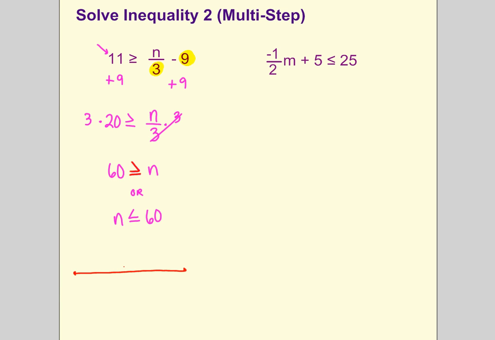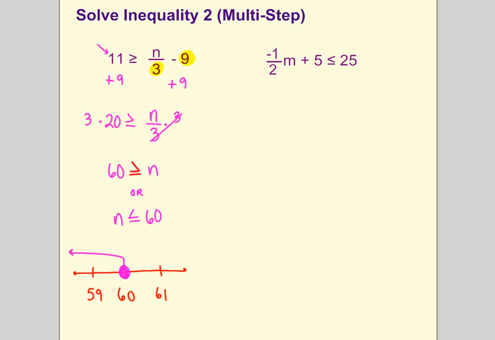On our number line here, you've got 60, 59 on the left, 61 on the right. This is going to be a closed circle at 60. Our solution will include the 60, and n can be anything less than that value, so less than we will shade to the left.